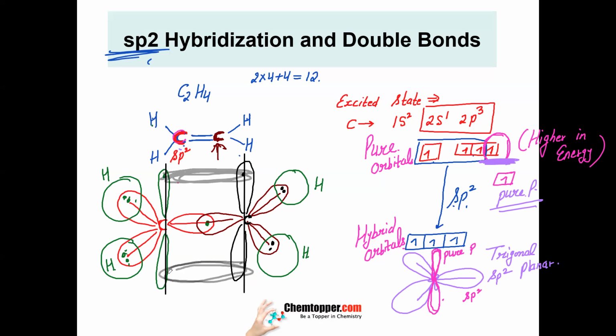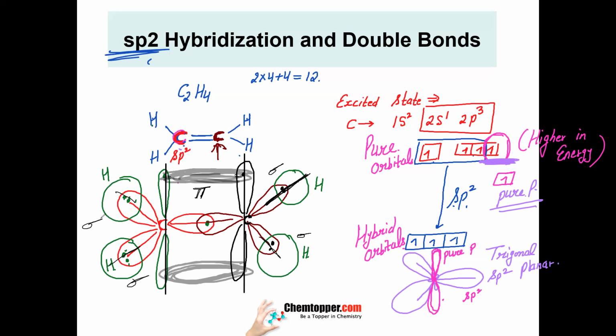Very good, Anish. Sideways overlapping means pi bond. This is not sigma. This is pi. Can you see the difference between sigma and pi? Sigma is on-the-axis overlapping. Pi is sideways overlapping. This is sigma. This one is sigma. And this one is sigma. And this one is sigma. So, sigma bonds and a pi bond.